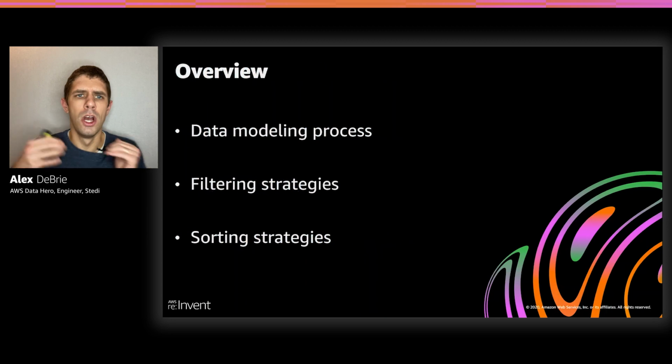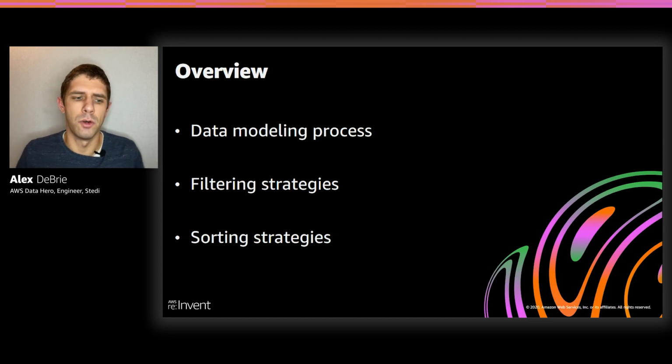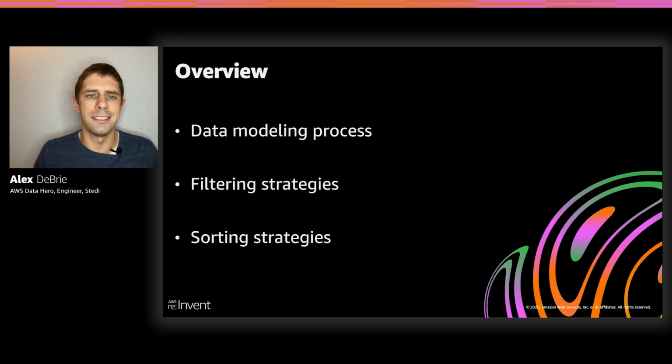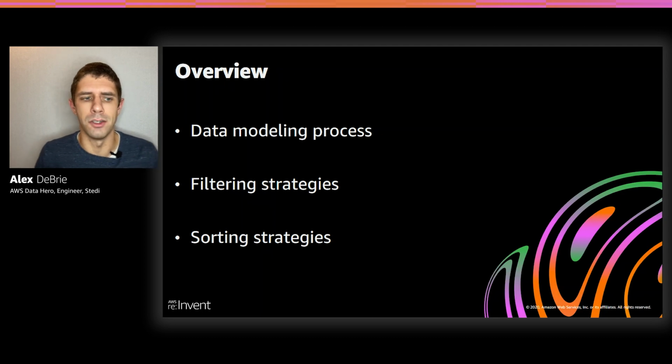In this part 2, we're going to dive even deeper on some of this stuff. We're going to start off with the data modeling process. What does it look like to model your data in DynamoDB, and how does that differ from a relational world? Then we're going to go into 2 different sections about strategies: filtering strategies and sorting strategies. I think this is really interesting if you want to learn how to model in DynamoDB.